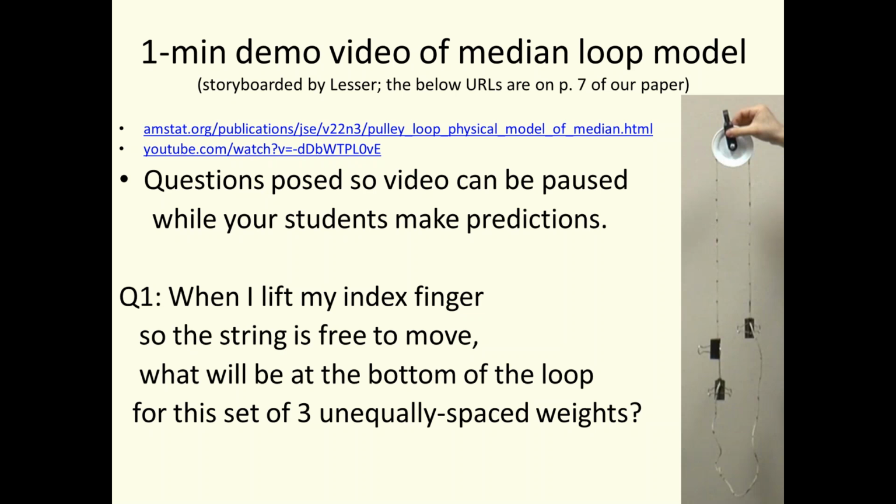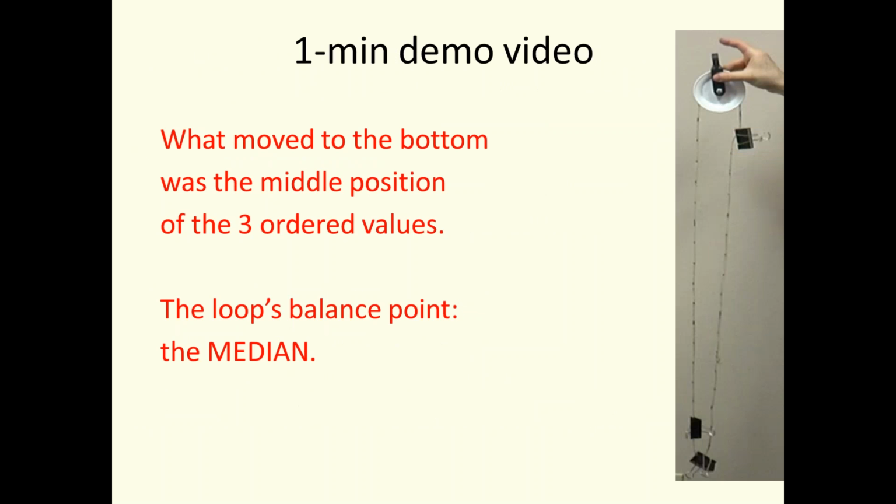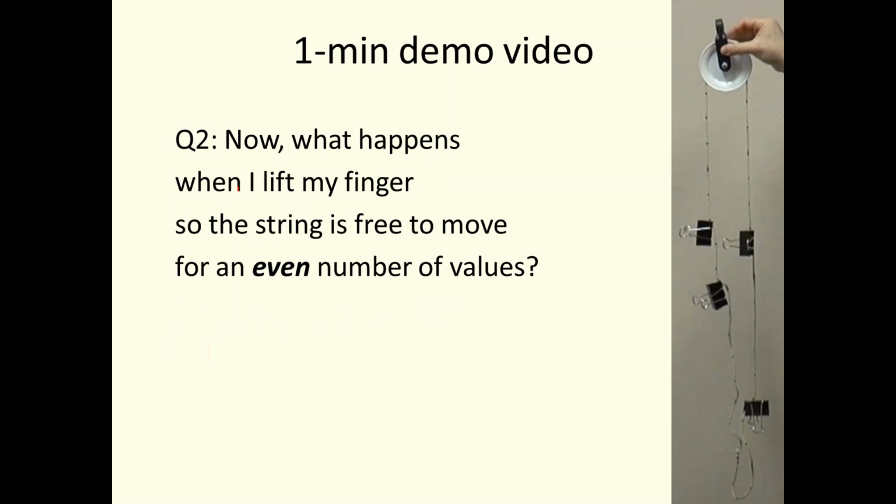The first question the video poses is, when I lift my index finger so the string is free to move, what will be at the bottom of the loop for this set of 3 weights which are clearly unequally spaced? And as you can see, what goes right to the bottom is the middle binder clip, the middle position of the 3 ordered values, which is a way of showing that the balance point really is the median.